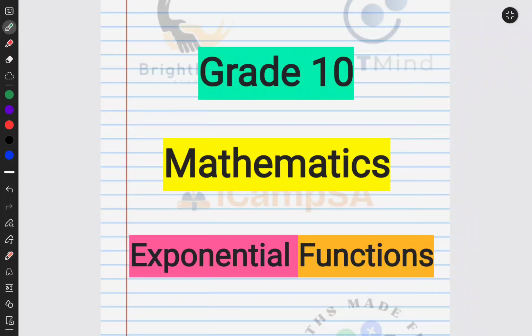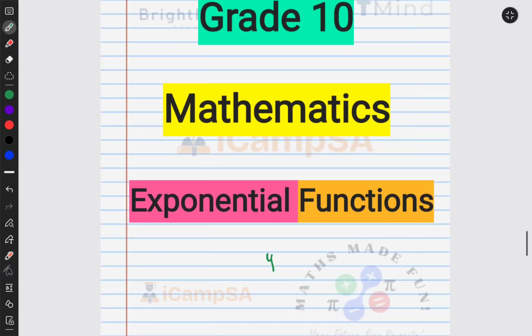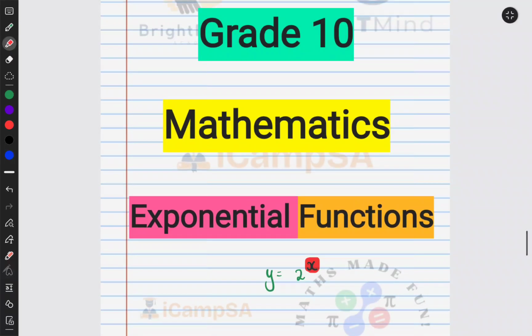Okay, so when it comes to exponential functions, as the name suggests, the variable now is in the exponent. So they are a function of this nature. Y is equal to, let's say, 2 to the power of x, for example, and then we have the variable here at the exponent. Hence why we call them exponential functions.